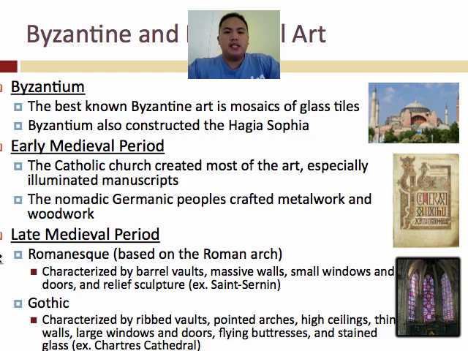From there, we have the Byzantine and medieval art. Byzantium, they're mostly in churches in Italy. The best known Byzantine art are mosaics of glass tiles. If you know what mosaics are, they're like little tiles that make up a picture.